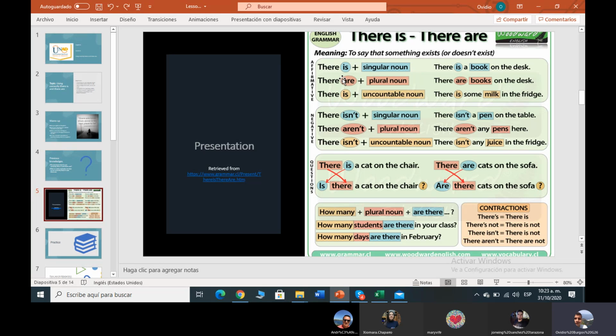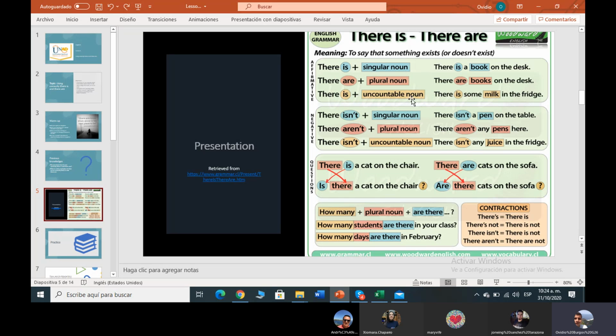But there is a big problem with the uncountable noun. For example, an uncountable noun is milk, okay? Milk, water, money, these are uncountable nouns, juice, okay? But how can you use correctly there is or there are with an uncountable noun? So please pay attention. When you are going to use there is or there are with an uncountable noun, remember that you can only use there is, okay? You cannot use there are. You can only use there is, okay?